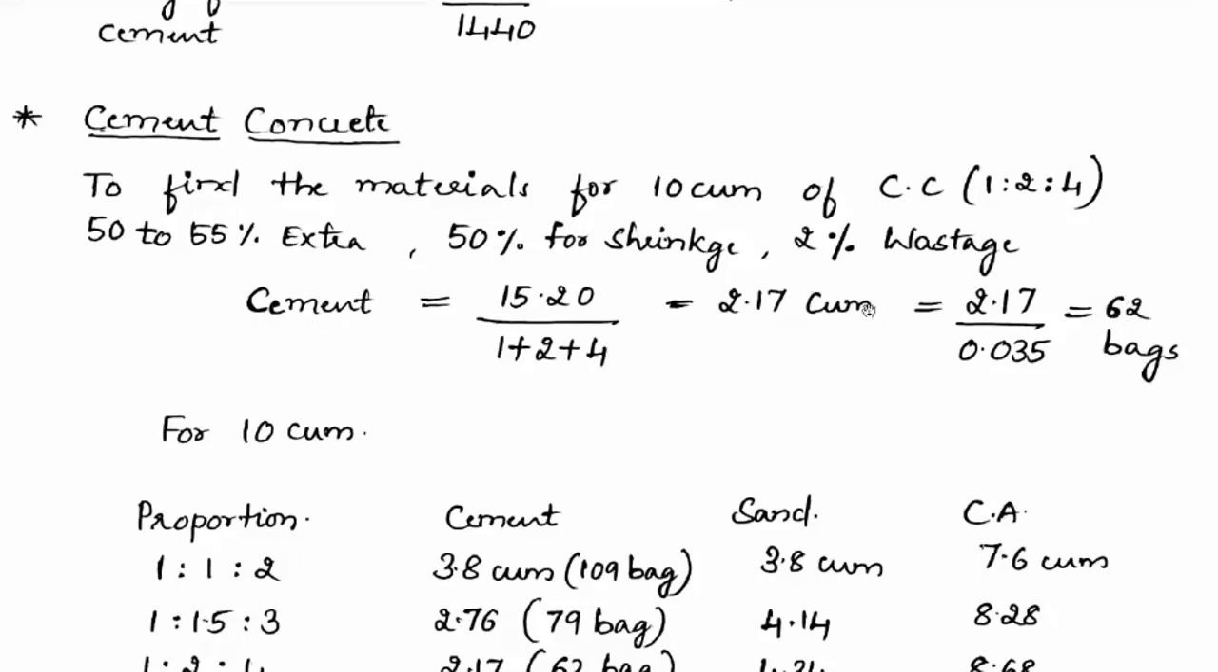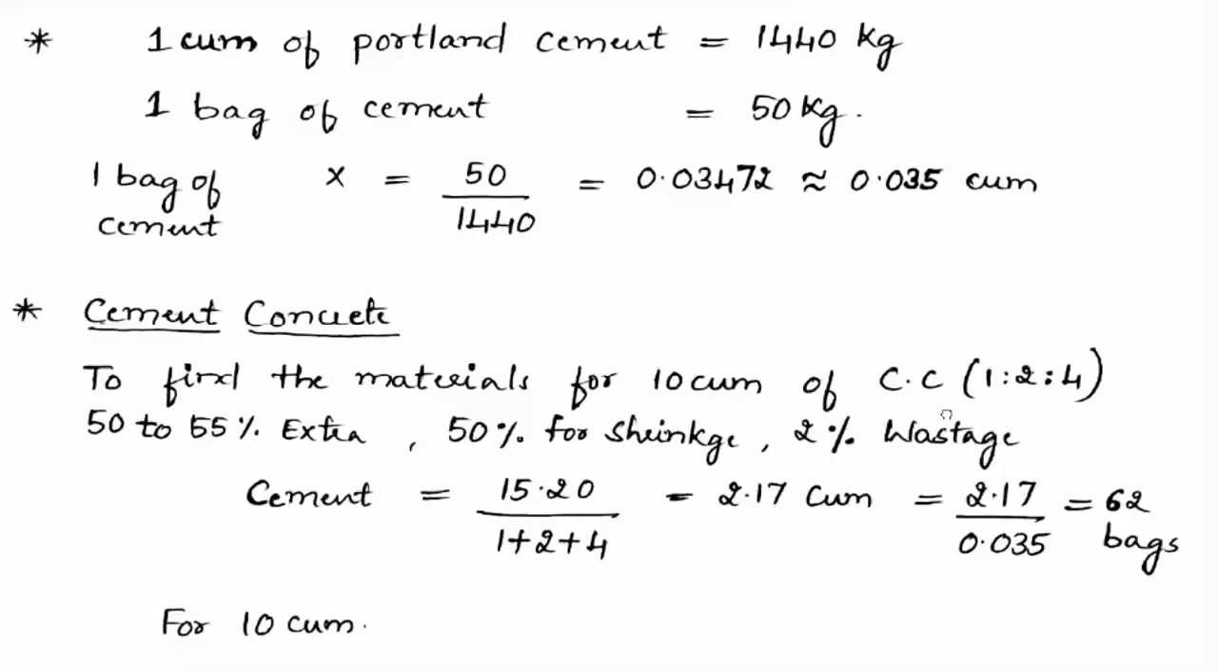So this much cubic meter of cement is required. So 62 bags of cement are required. Now when you go to the shop, you can tell them to give 62 bags of cement. So how have we converted? Divided by this constant. How have we calculated this constant?